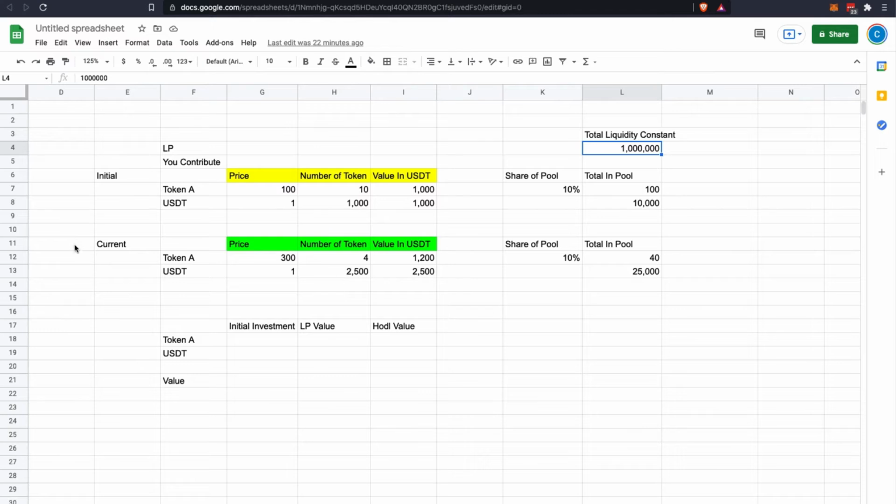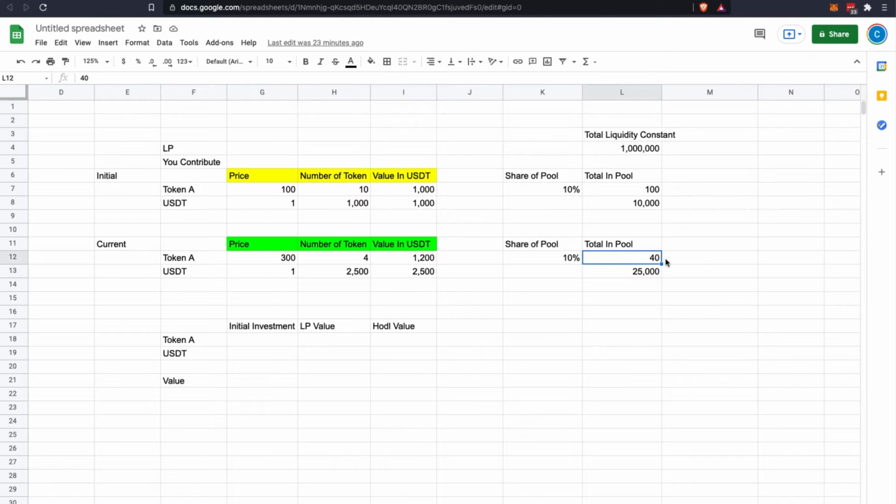And let's say, a few weeks later, the price of token A has increased from $100 to $300. To maintain this liquidity constant, the ratio of each asset will change accordingly. How this ratio changes is that traders, or what we call arbitrage traders, come in to perform trading so that the pool reflects the price of token A.